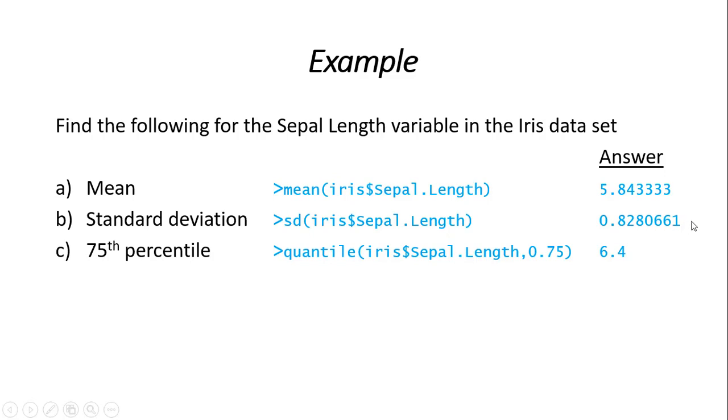0.8280661, and again, centimeters. And for the 75th percentile, we use the quantile operation. We enter the variable we're interested in, Sepal.Length. And for the 75th percentile, I enter 0.75. And you could see our output here would be 6.4. So that represents the 75th percentile.